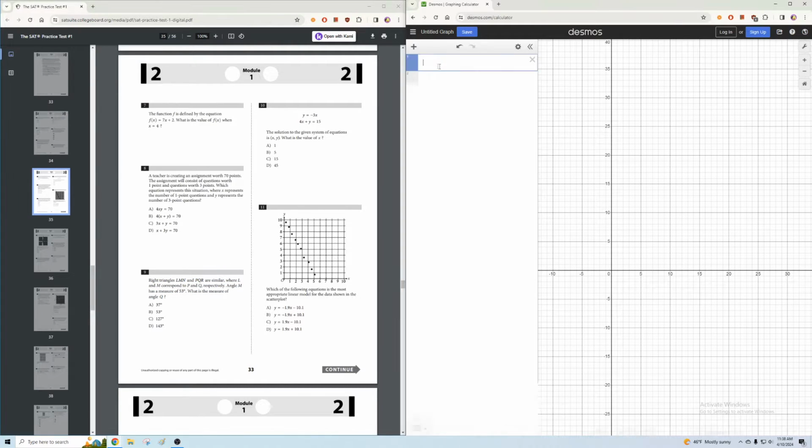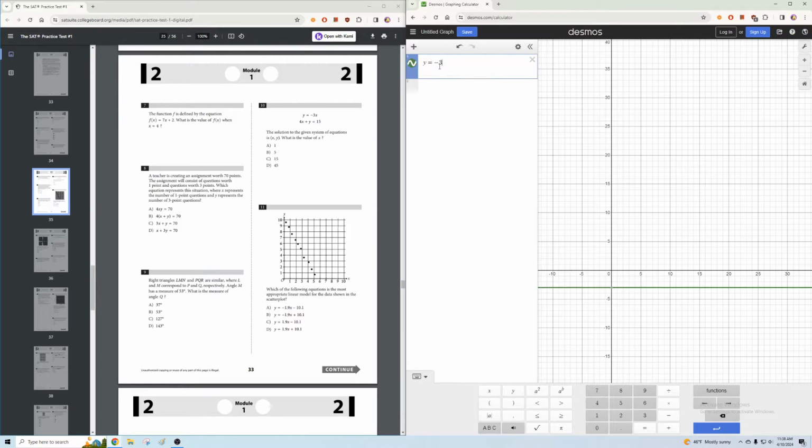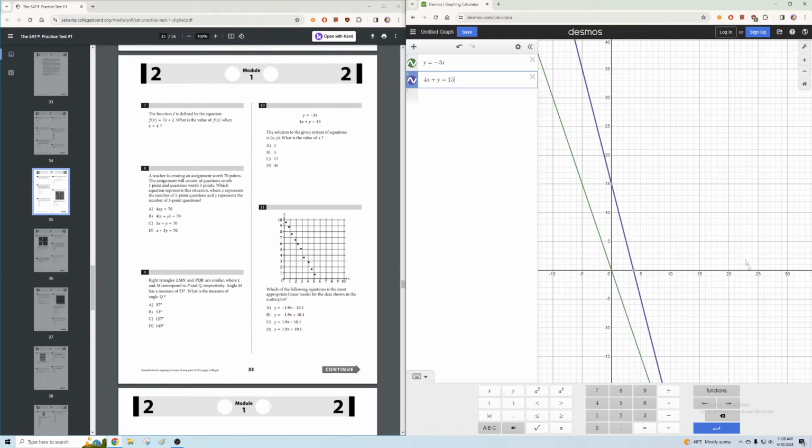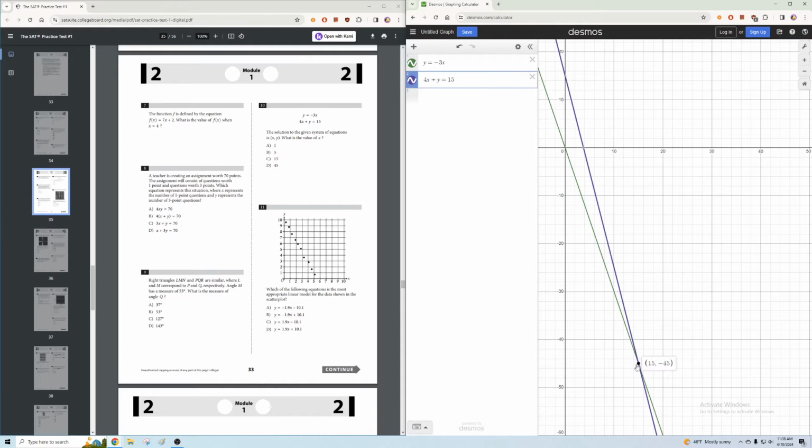All right, look at that. Systems of equations. Absolutely. Desmos can handle these scenarios. We're just looking for the point of intersection. Nice thing about Desmos is that you don't have to isolate y. You can just straight up type in as is. You're just finding that point of intersection here. So that would just be at 15 comma negative 45. So you get that value of c here.